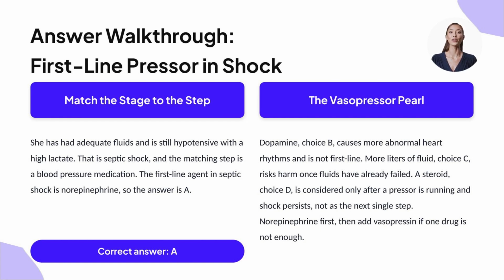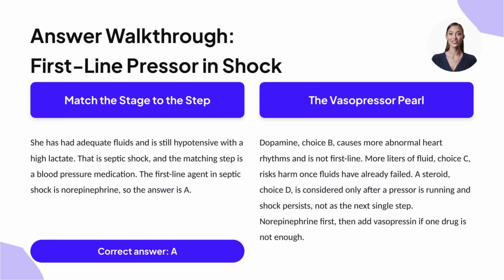Now the vasopressor pearl, and this is where the wrong answers teach you the most. Choice B. Dopamine is a classic trap. It can raise the pressure, but it causes more abnormal heart rhythms and is not the first-line choice, so the exam wants you to pass it over. Choice C, giving several more liters of fluid, is risky once you have already given adequate fluids and the pressure has not responded. Drowning the patient in extra fluid does not help and can cause harm. Choice D, the stress dose steroid, is only considered later, after a pressor is already running and the shock is still not improving. It is not the next single step here.